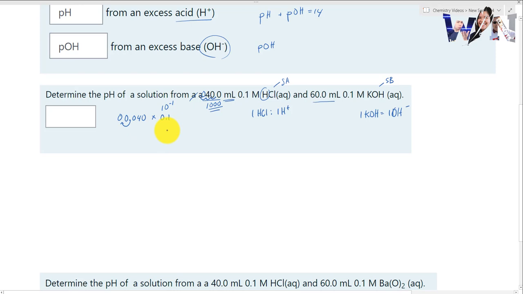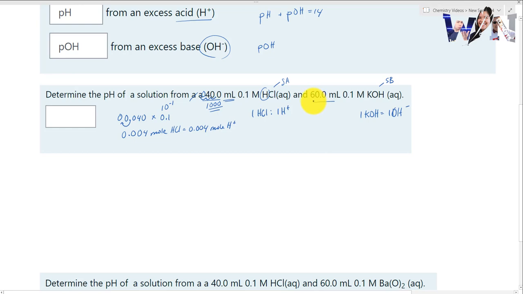And notice how I show you how to do this without a calculator, because on your AP test you may not have a calculator with you. So we have 0.004 moles of HCl, which is also equal to 0.004 moles of H plus, okay?